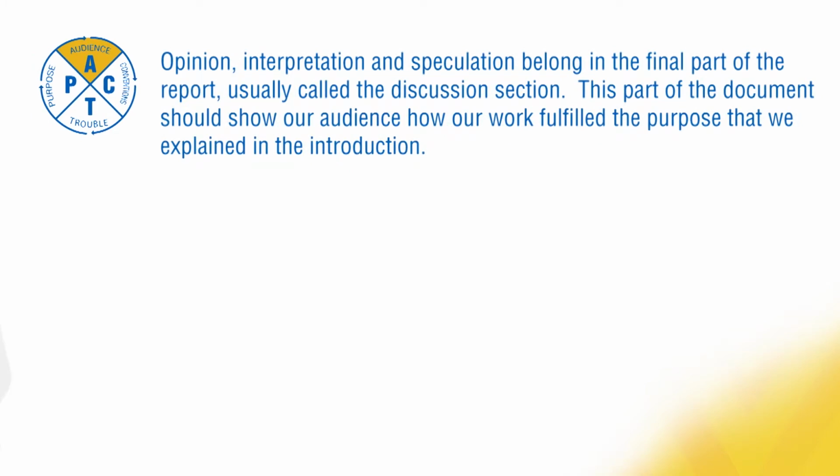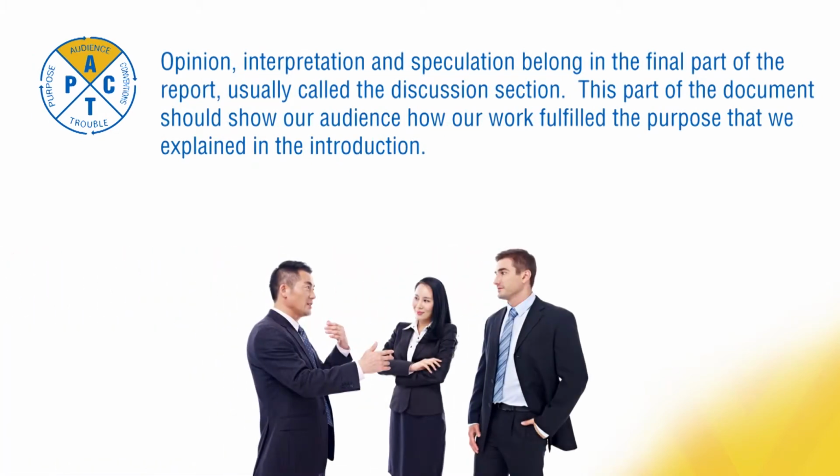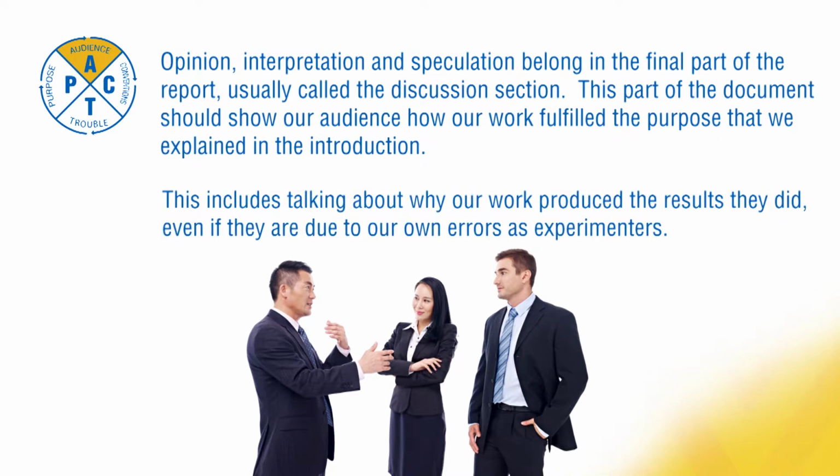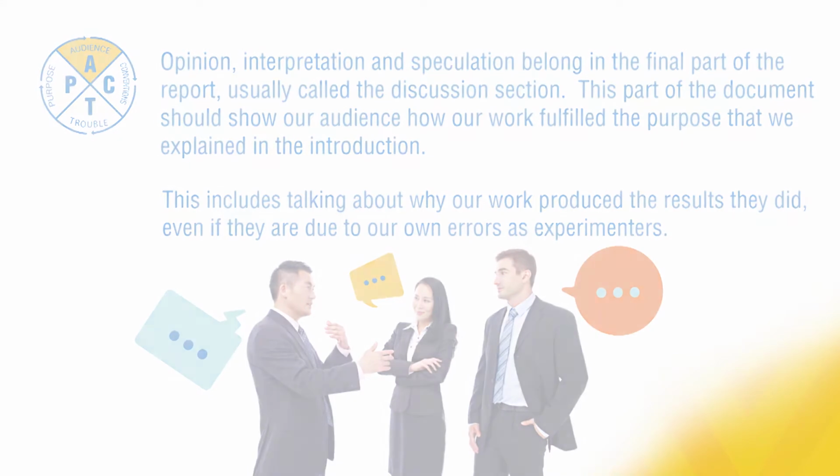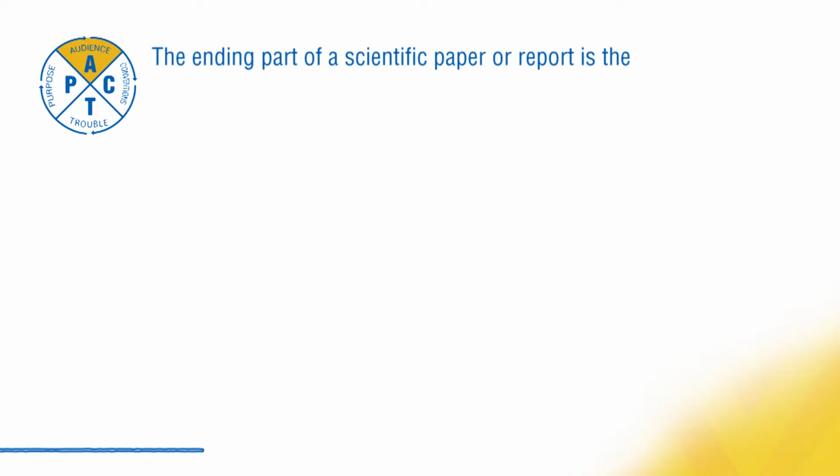Opinion, interpretation, and speculation belong in the final part of the report, usually called the discussion section. This part of the document should show our audience how our work fulfilled the purpose that we explained in the introduction. This includes talking about why our work produced the results they did, even if they are due to our own errors as experimenters. The ending part of a scientific paper or report is the conclusion.